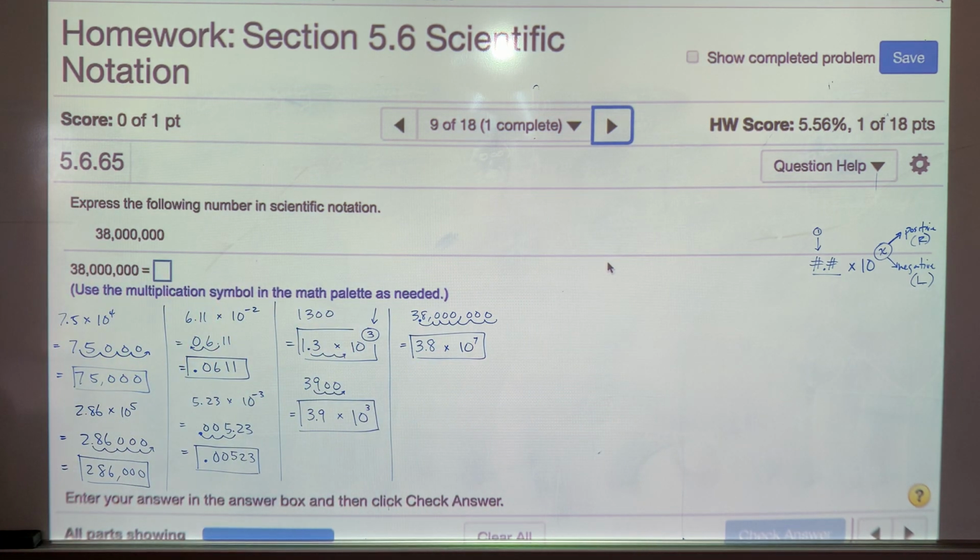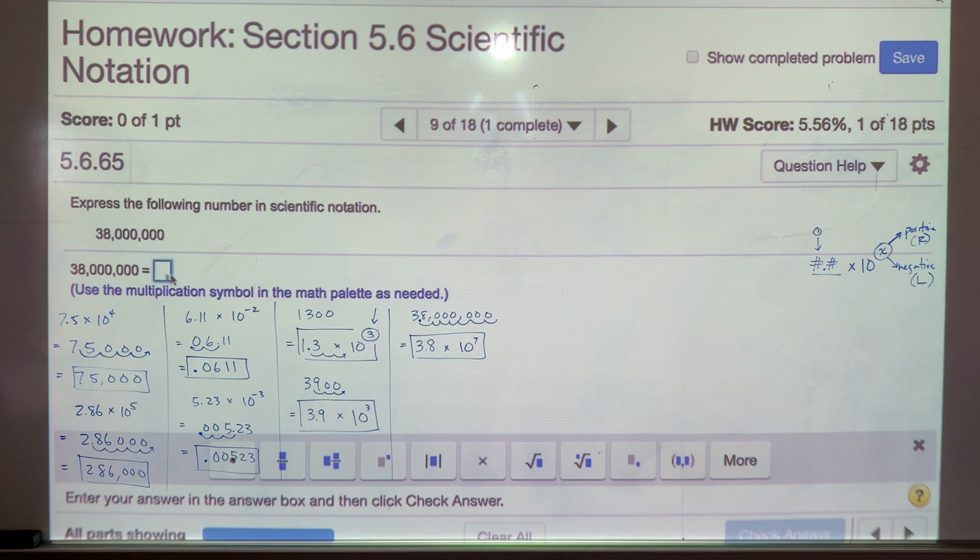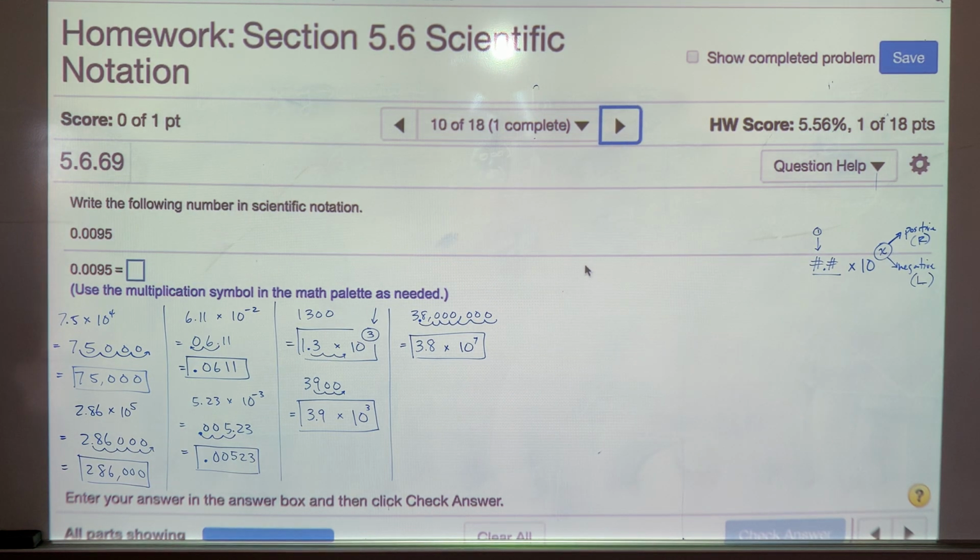Did you get yours correct? And again, remember to use the times symbol, the multiplication symbol on your palette to input your answer. Okay, let's go to the next one.